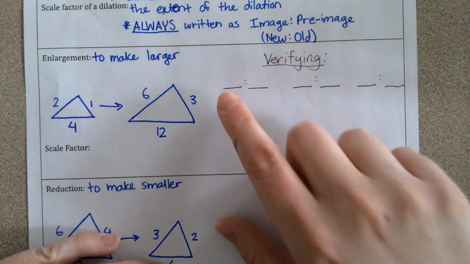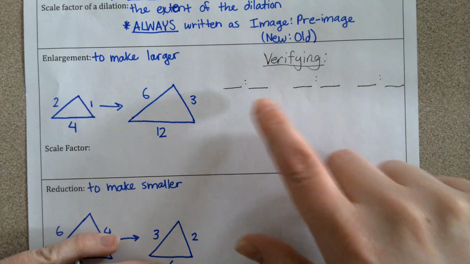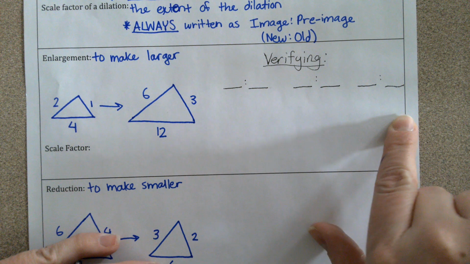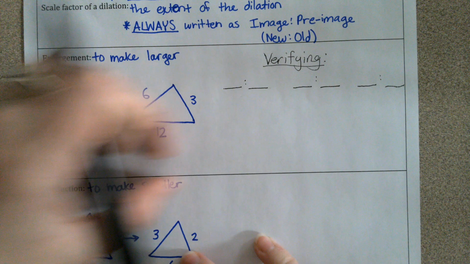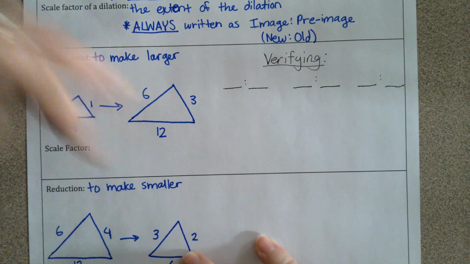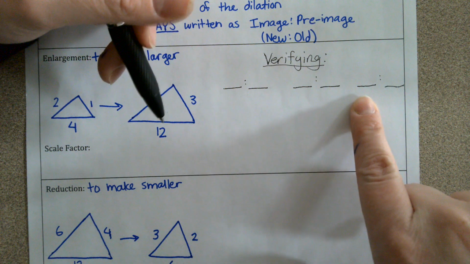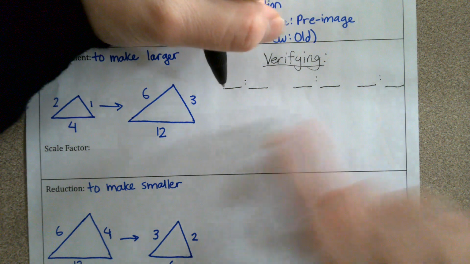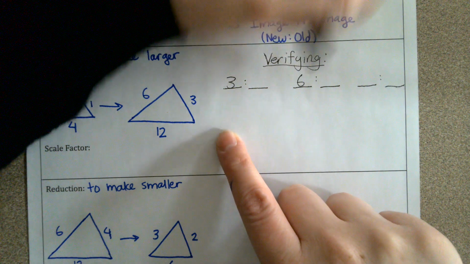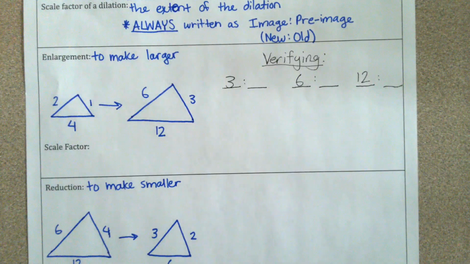You're going to put the new shape numbers in the first spot, and then the old shape numbers in the second spot. So the new one is the second one we've made, is this one here. So I'm going to put those numbers in the first spot, and I'm going to go smallest to largest. So we've got 3, 6, and 12.